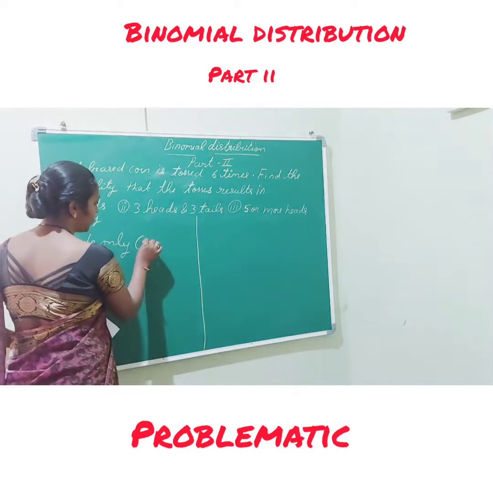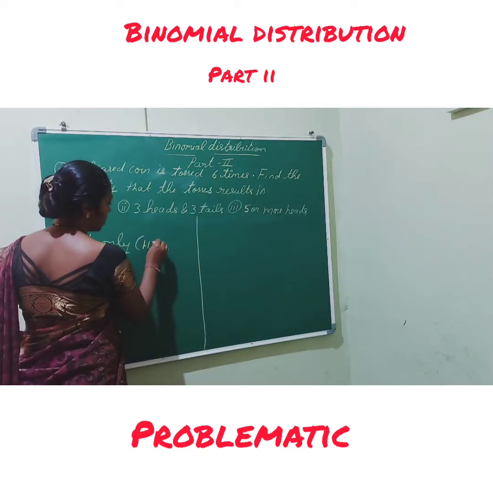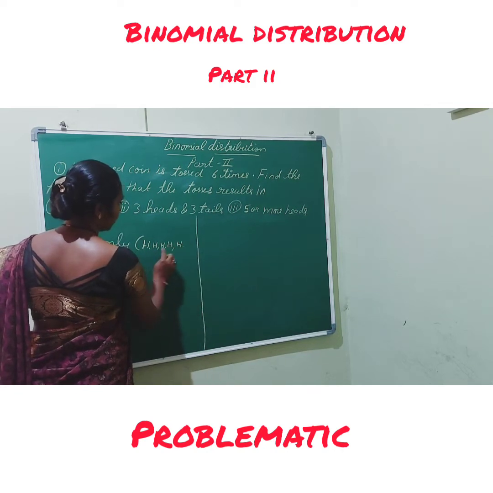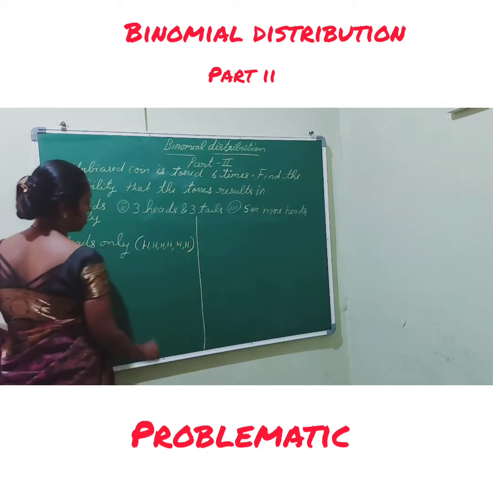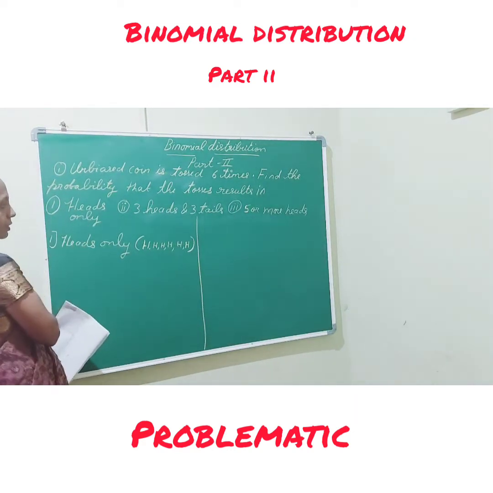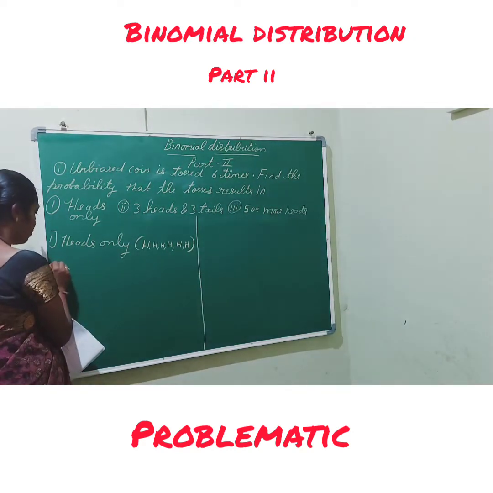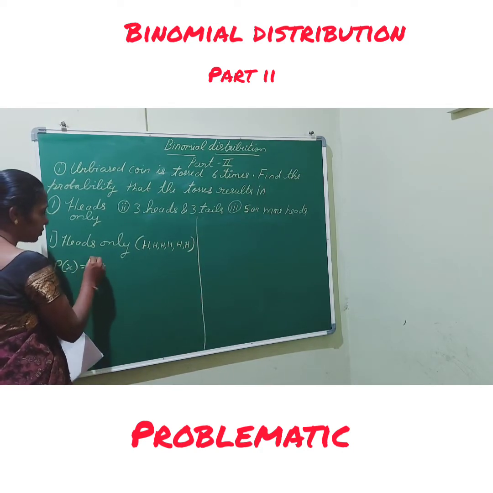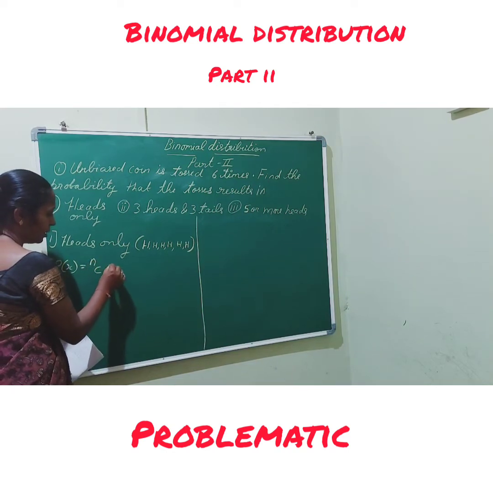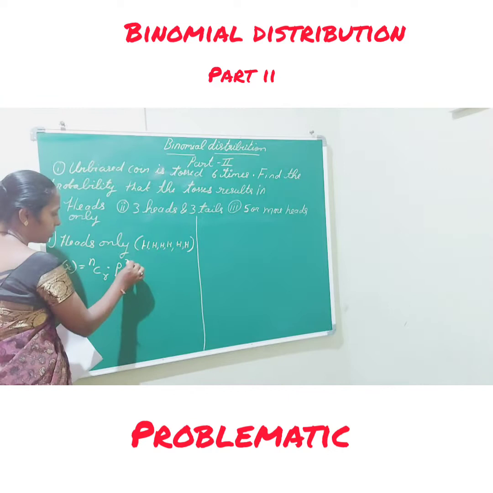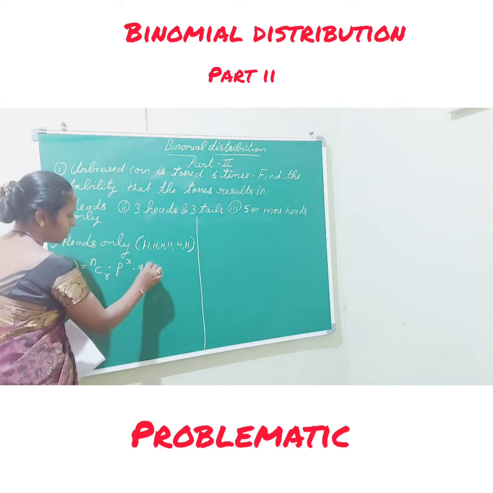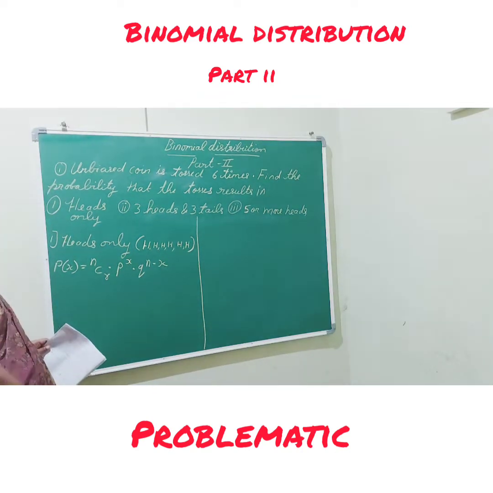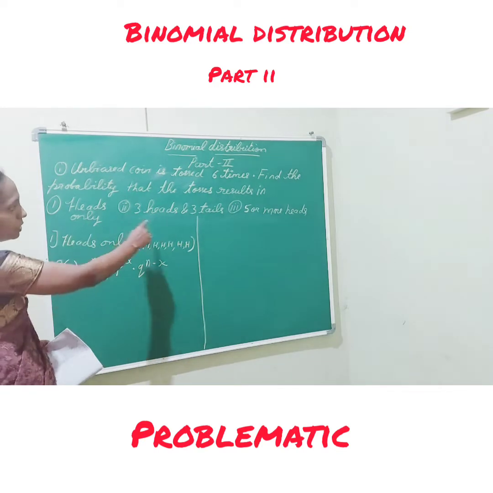Say for example, we have tossed a coin 6 times. So always 6 times it is heads only. This is the meaning of the first one. First I will write the formula. Binomial distribution: probability of x is equal to nCr into P raised to x into Q raised to n minus x. This is the formula of binomial distribution. With the help of this formula, we have to solve all these 3 terms.